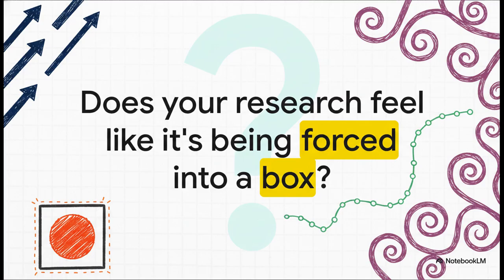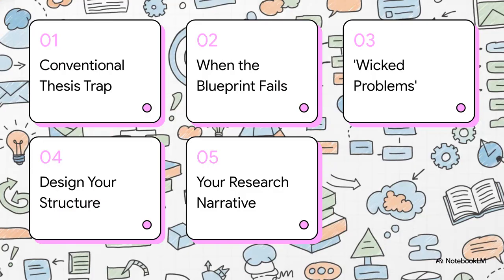Yeah, that feeling? It's not just in your head. For decades, there's been this one dominant thesis structure that's been treated like the gold standard. But what happens when your research, especially if you're in the social sciences, education, or the humanities, doesn't follow a nice, neat, linear path? Well, you end up trying to force a round peg into a square hole, and it's frustrating.